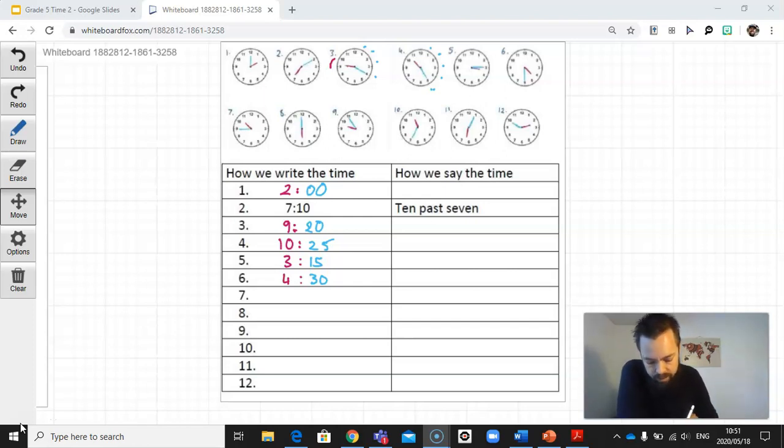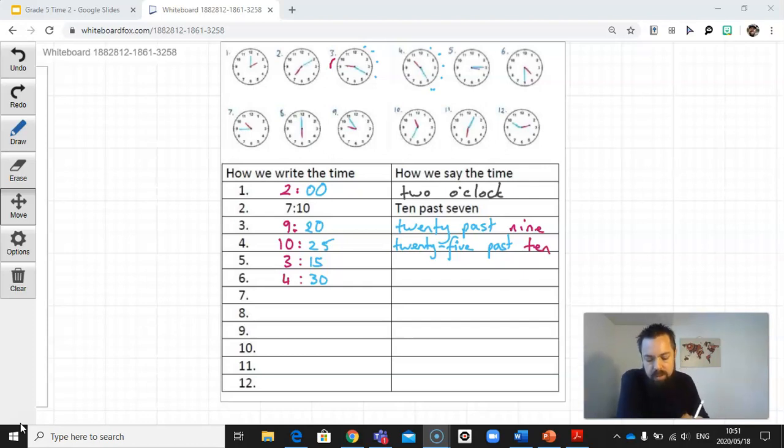All right, so this one is a 00, so we say that it's 2 o'clock. This one here is not yet at the halfway mark, so we say it's 20 past 9. So it's not quite at the halfway, so we talk about being after something. Same for the next one: 25 past, and our hour was 10.